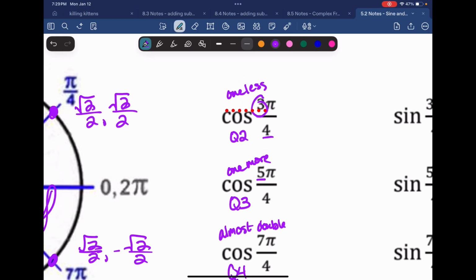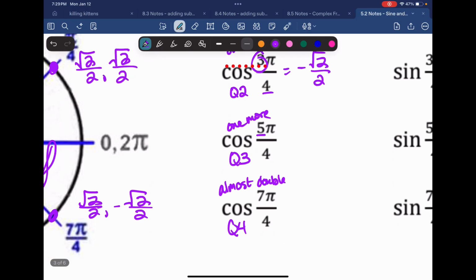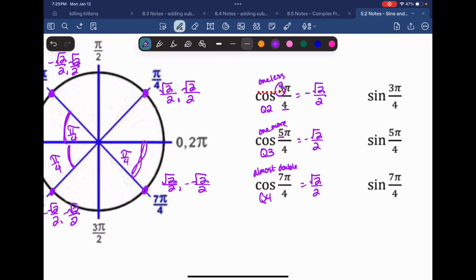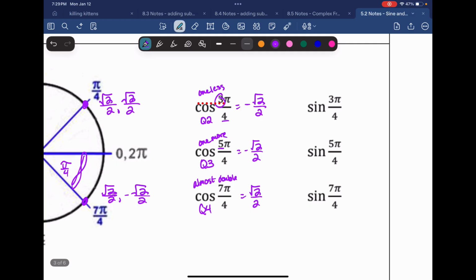Okay, so if I'm 1 less, quadrant 2, x is negative, so negative root 2 over 2. Quadrant 3, x is still negative, so negative root 2 over 2. In quadrant 4, your x is positive, so positive root 2 over 2. Awesome. Now we do sine 3 pi over 4.